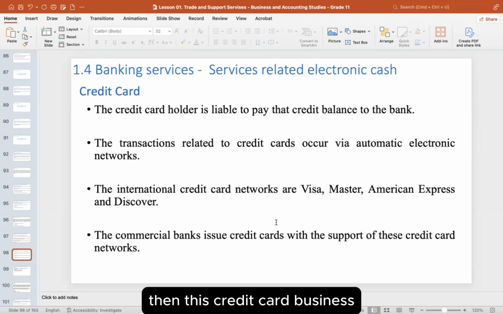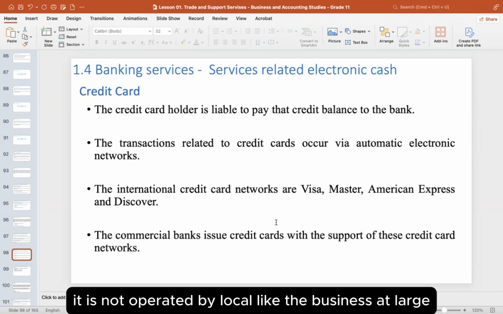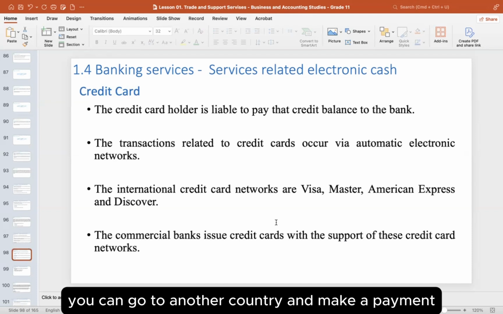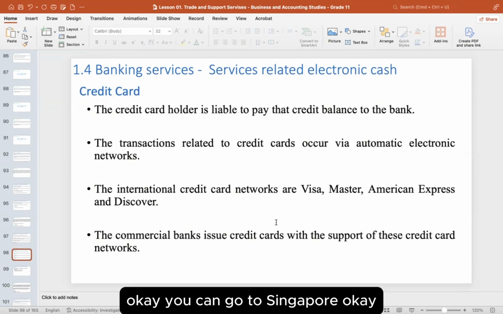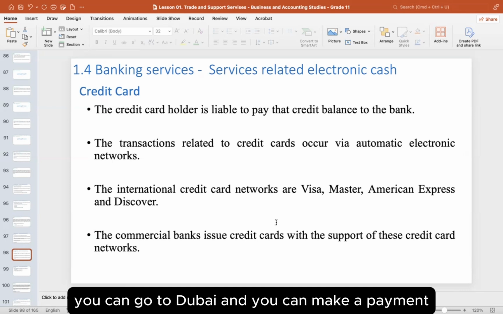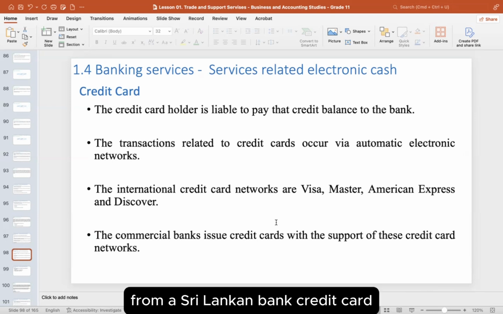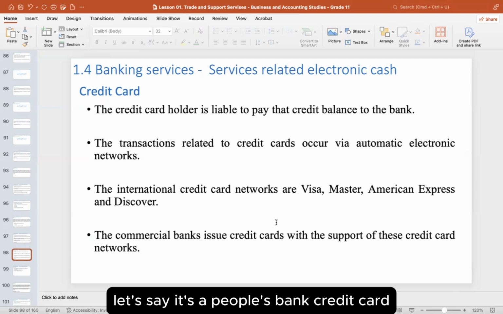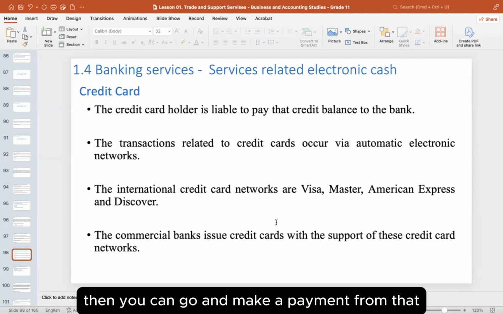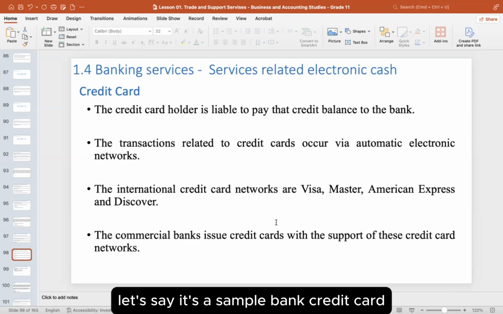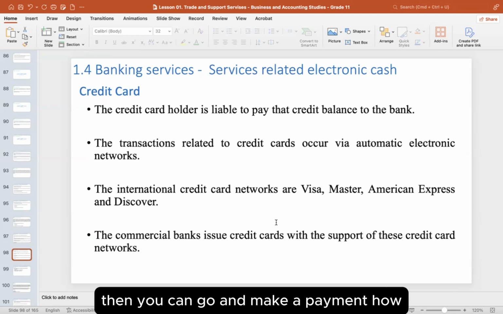Then this credit card business is not operated locally, like a business at large, because with this credit card, you can go to another country and make a payment. You can go to Singapore, you can go to Dubai, and you can make a payment from a Sri Lankan bank credit card. Let's say it's a People's Bank credit card, then you can go and make a payment from that. Let's say it's a Sampath Bank credit card, then you can go and make a payment. How?